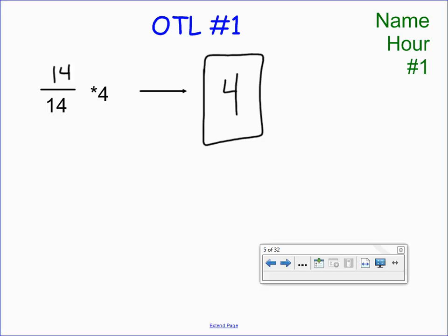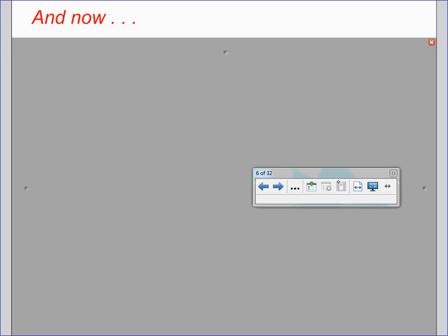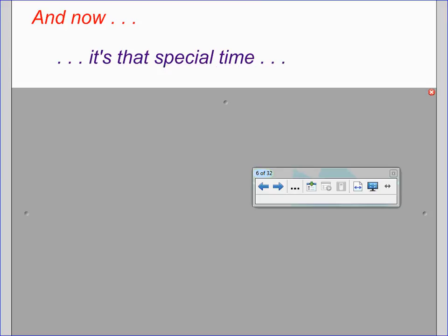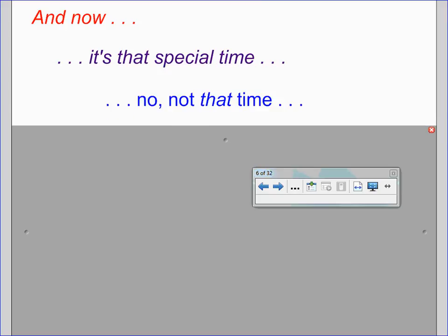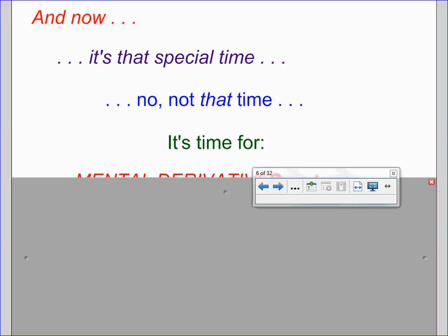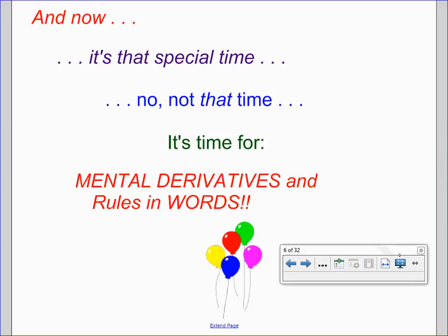Okay, ladies and gentlemen, today's a quick whirlwind because we want to make sure that you guys are ready to rock and roll with your rules quiz. Again, 2 parts: first symbolic, and then stating the rules in words, so the verbal representation. And now it's a special time for us. No, it's not Emily's birthday again, although that would be cool. It is actually mental derivative time.